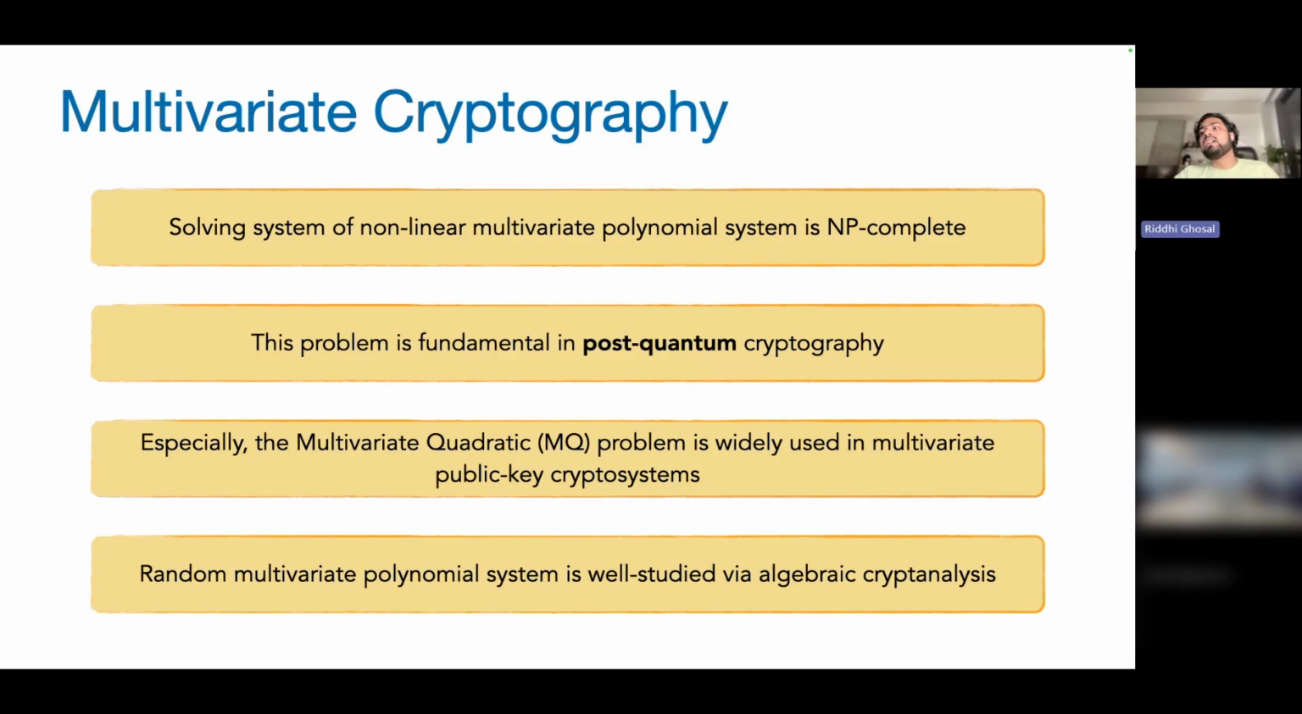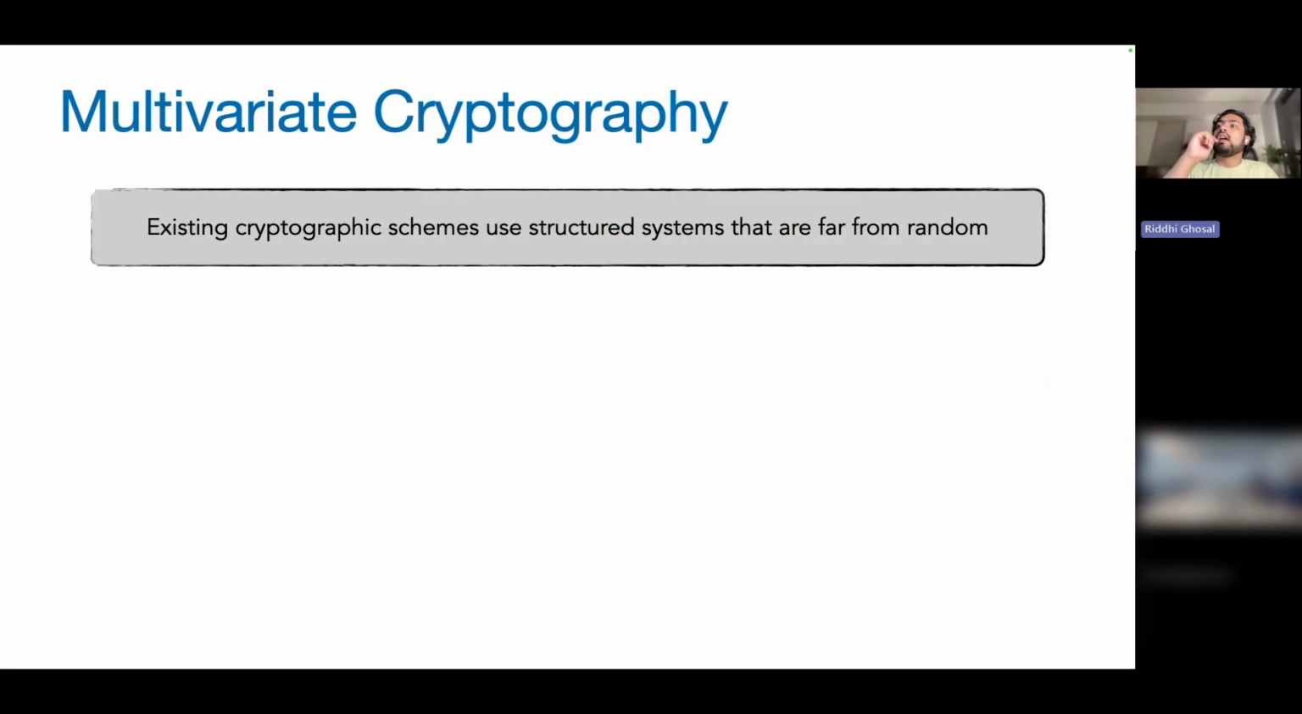And again, as I said, a random system of polynomials is fairly well studied, and there has been a lot of cryptanalysis done on it. So I think people believe its hardness without much concern. But the thing to note here is that there's a slight caveat, and the caveat is that existing constructions that use polynomials under the hood do not really use random polynomials, because random polynomials end up having no structure that you can actually utilize for, let's say, public key primitives.